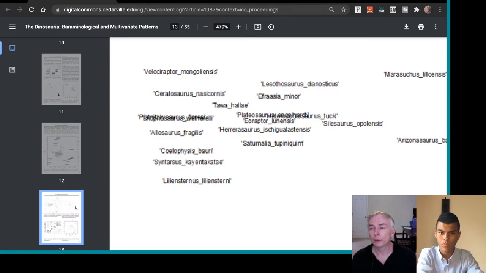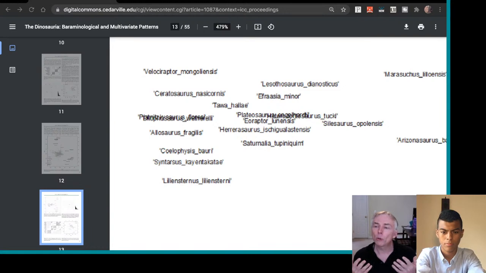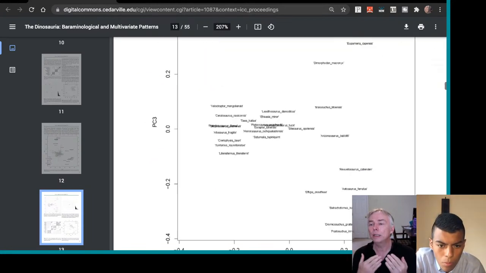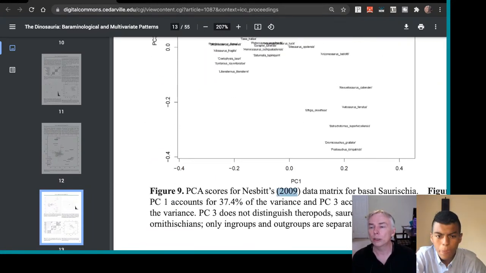Now, are they the same created kind? Would they be in the same baramin? We need to do some more study on that. But from here, we're at a good vantage point to say we might want to look a little more closely. We might want to add more data and do some other statistical tests. But given this data set, from 2009, I think, the best we can tell, Herrerasaurus looks very similar to Eoraptor.